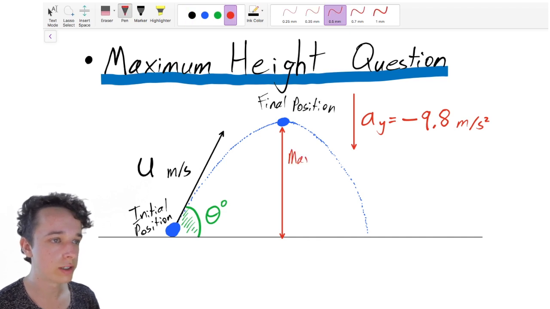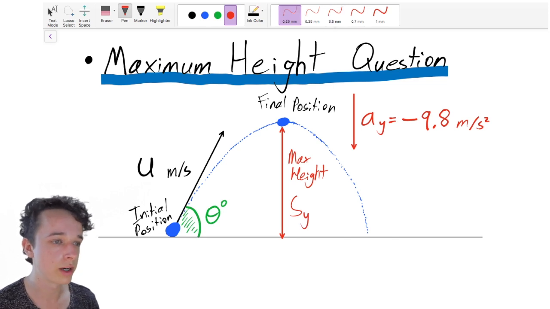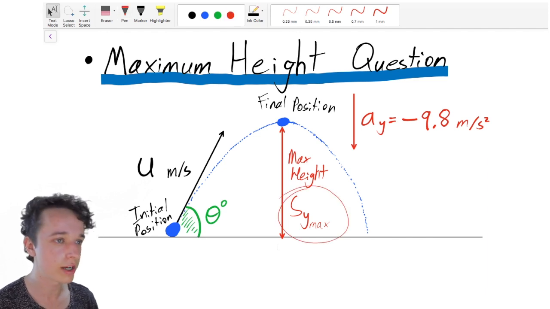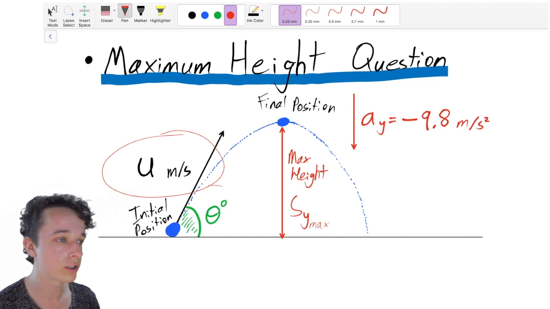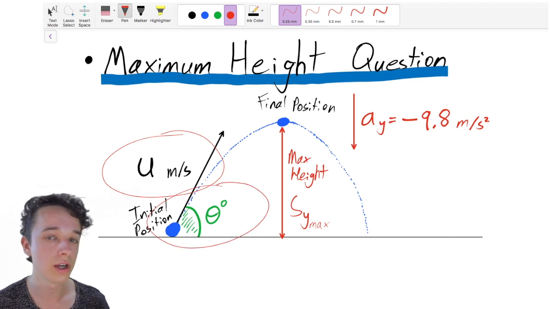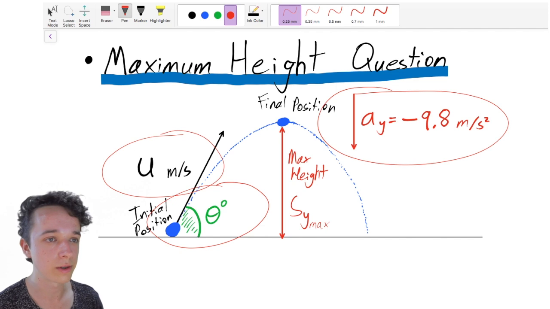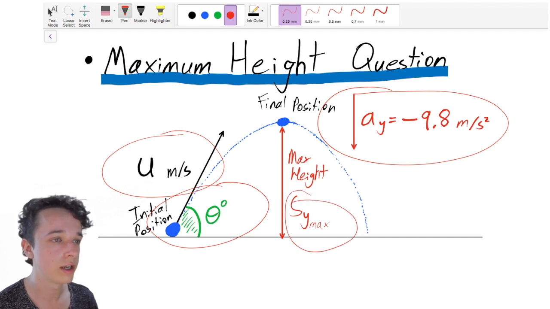So again, what you need to find is this displacement here, which is the maximum height, which in the HSC you'll notate as SY. Sometimes I'll write it as SY max just to emphasize the point that the value SY max is the maximum height that the projectile reaches. Usually you'll be given some information like the magnitude of the initial velocity and the angle of the initial velocity, and then you'll assume that the acceleration is negative 9.8 meters per second squared unless explicitly stated otherwise in the question, and you'll be tasked with finding SY max. So I'll show you how to do that now.